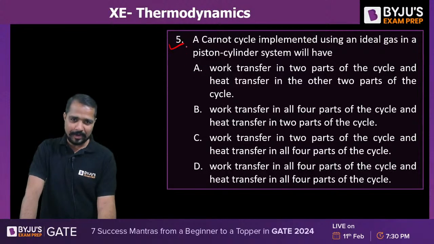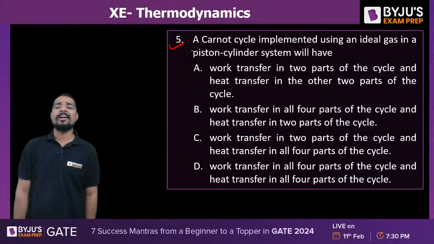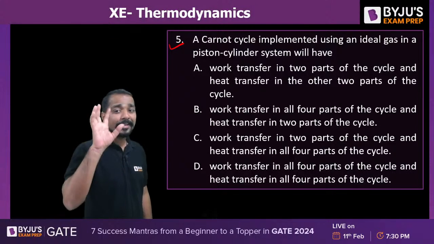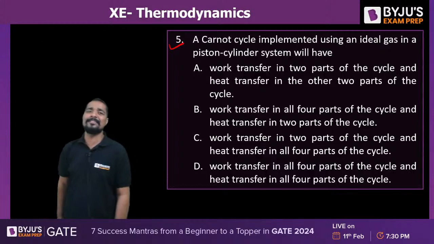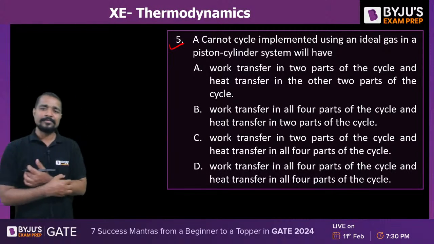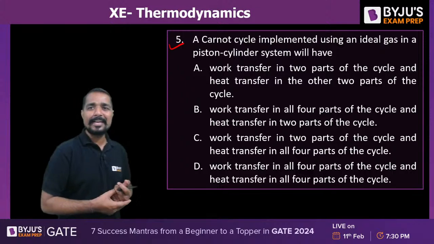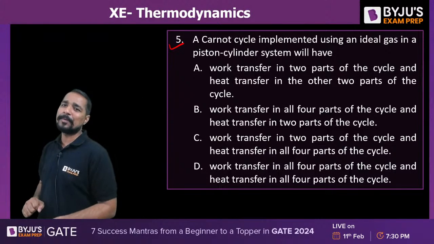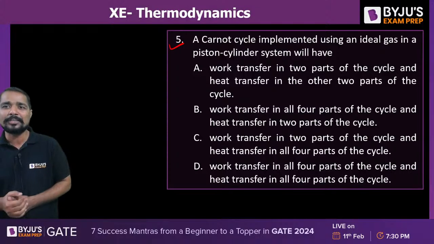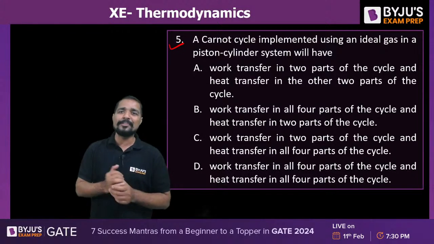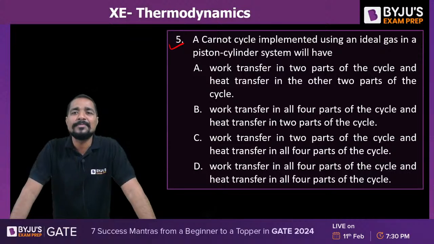Next, question number 5. A Carnot cycle implemented using an ideal gas in a piston cylinder arrangement. Very twisted question. In these questions, maximum students can face a problem. Avi, what is the right answer? Carnot cycle you have already studied in the first year. You are a first year student, you have told me. So I am expecting you are going to write the correct answer.